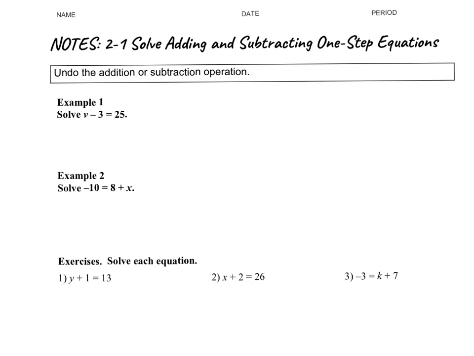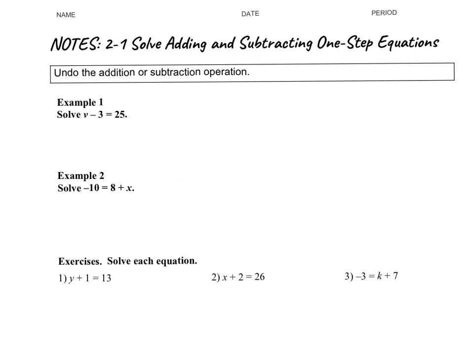Okay, so we're talking about 2-1, solving, adding and subtracting one-step equations. One-step equations are really simple to figure out, and we're going to do the opposite to find that. But I'm going to show you the ways that I want you to do that. An equation is something with an equal sign in it.